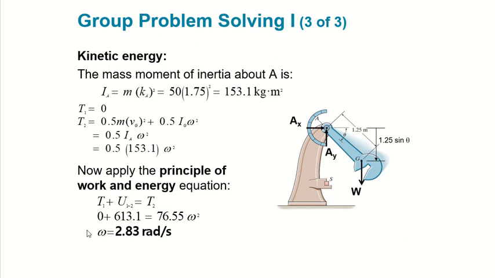So put that in 0, and this one is 613.1. We already calculated that from previous slides, and T2. So now you're going to get that. So that divided by this, square root it, you will get 2.83 radians per second. Okay.